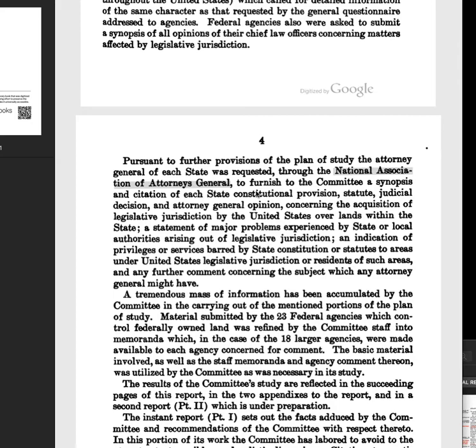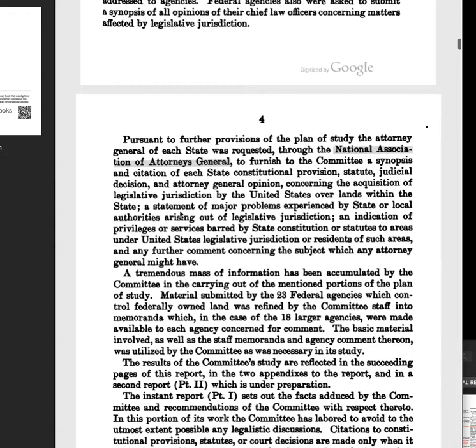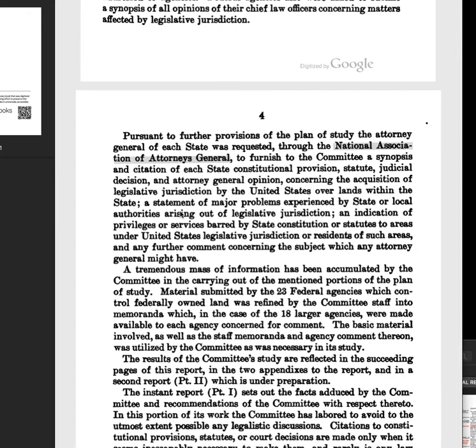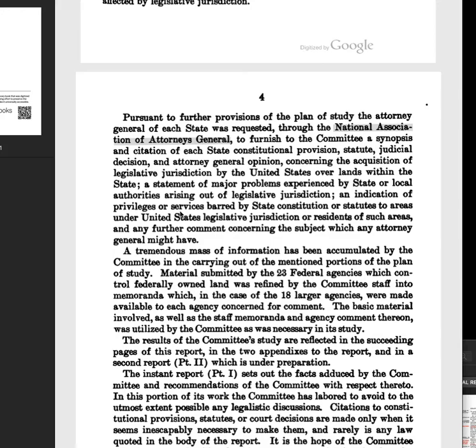To furnish to the committee a synopsis and citation of each state constitutional provision, statute, judicial decision, and attorney general opinion considering the acquisition of legislative jurisdiction by the United States over lands within the state. A statement of major problems experienced by state and local authorities arising out of legislative jurisdiction, an indication of privileges or services barred by state constitution or statutes to areas under United States legislative jurisdiction or residents of such areas, and any further comment concerning the subject which any attorney general might have.